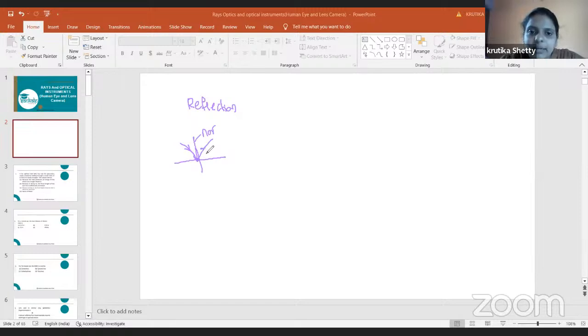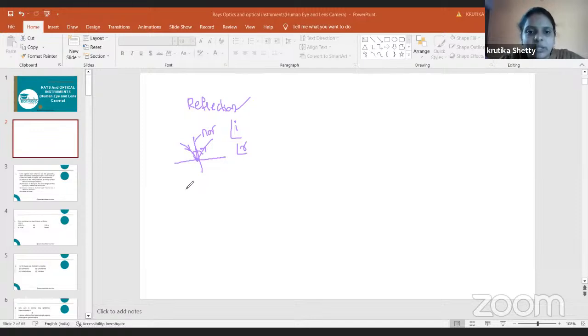The light ray will return back in the same medium. This phenomenon is called what? Reflection of light. Here the angle between the normal drawn and the incident ray is called the angle of incidence. Next, here we have the reflected ray, and the angle created between it and the normal is called the angle of reflection. So this is the reflection phenomenon. It is nothing but the bouncing back of light, or the light returning back in the same medium, which is called reflection of light. Here the angle of incidence is equal to the angle of reflection.